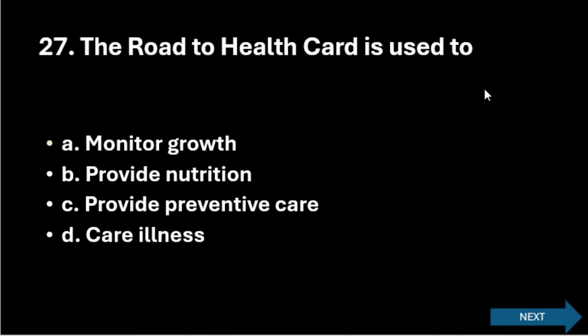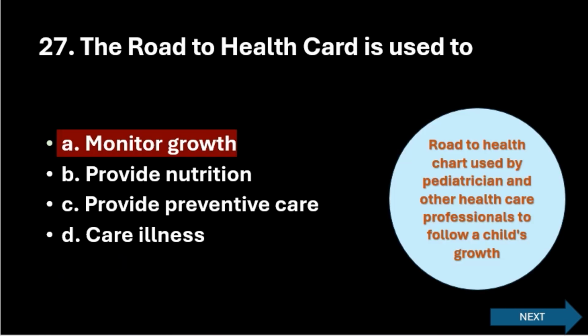The road to health card is used to: A monitor growth, B provide nutrition, C provide preventive care, and D cure illness. The right answer is monitor growth. See here, the road to health chart is used by the pediatrician and other healthcare professionals to follow a child's growth.